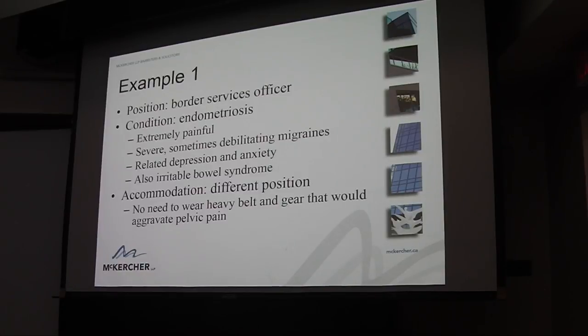I'm talking too long, running out of time here, but I'll walk you through an example of an accommodation case. If things go bad and a complaint is filed, it will go to an adjudicator, grievance arbitrator, Saskatchewan Human Rights Inquiry, or in the case of Canada, an inquiry under that jurisdiction. In this situation, it's a federal case. Border Services officer, condition was endometriosis. Very painful. You can see the accommodation there: no need to wear a heavy belt, gear that would aggravate the pelvic pain.